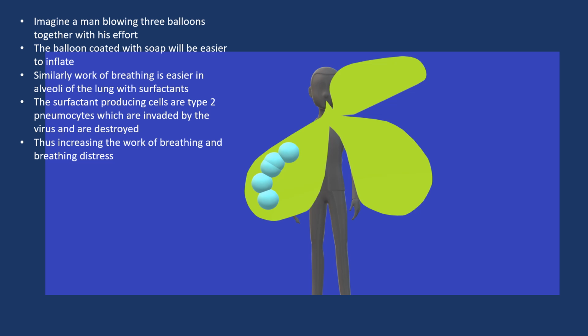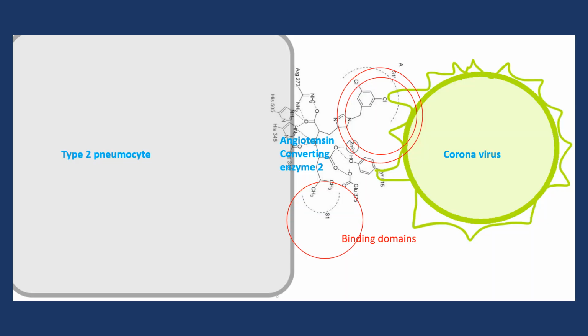Let's imagine a man blowing three balloons together with this effort. The balloon coated with soap water is easier to inflate. Similarly, work of breathing is easier in alveoli of the lung that has surfactants like soapy material. The surfactant producing cells are type 2 pneumocytes, which contain the angiotensin converting enzyme 2, and are invaded by the virus through angiotensin converting enzyme 2 and destroyed, thus increasing the work of breathing by decreasing the surfactant, thus causing breathing distress.